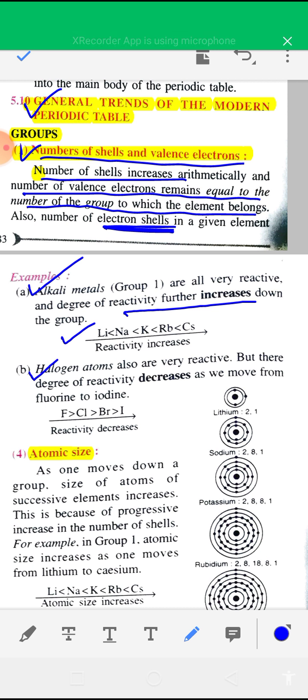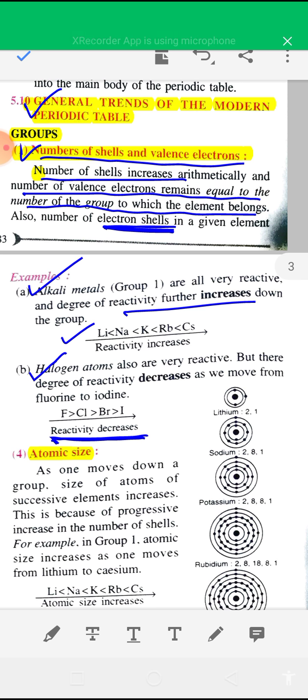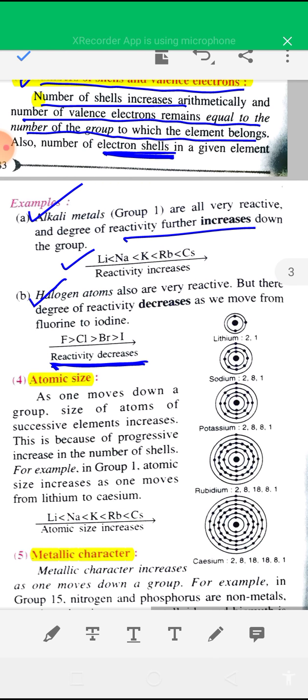Similarly, in the case of halogens, reactivity decreases down the group. In alkali metals, reactivity increases down the group, but in halogens, reactivity decreases down the group. So for different groups, the reactivity order is different.